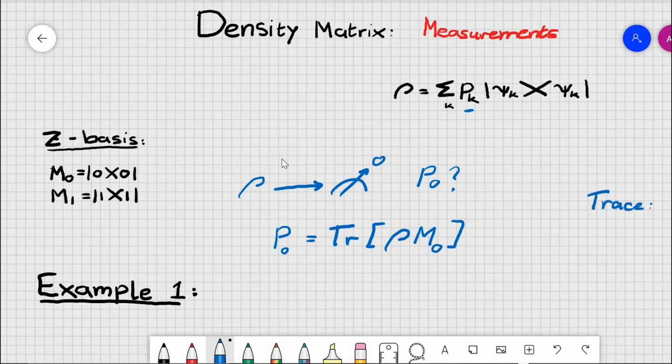Let's make a little side note here. The trace of a matrix is the sum of all diagonal elements. So if we have the matrix 0, 0, 0, 0, 2, 0, 1, 1, 1, the trace is 2 plus 1 equals 3.